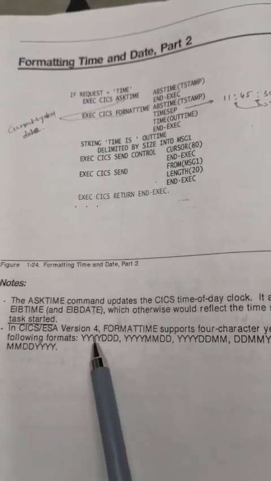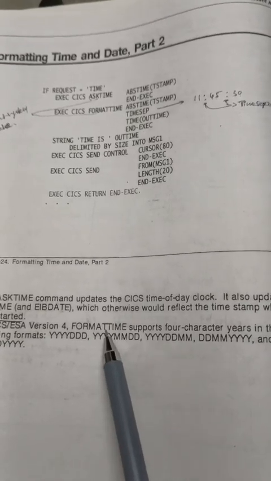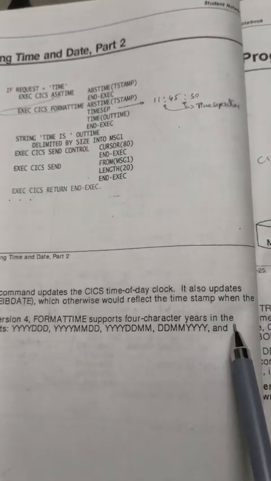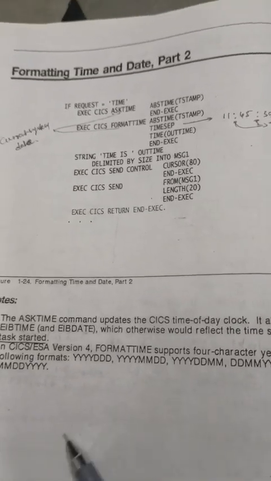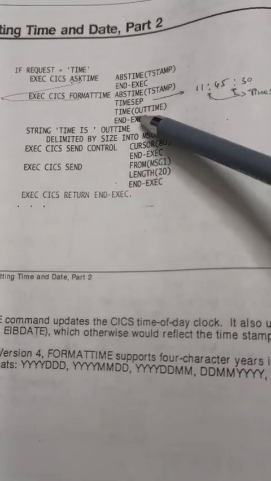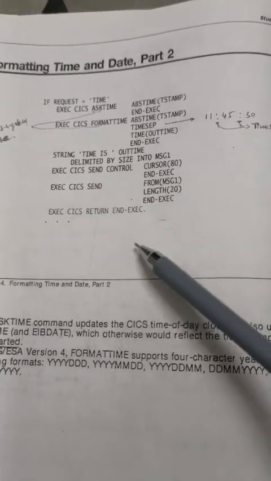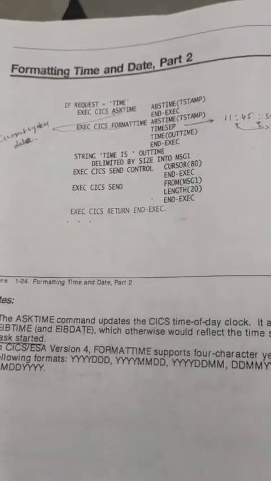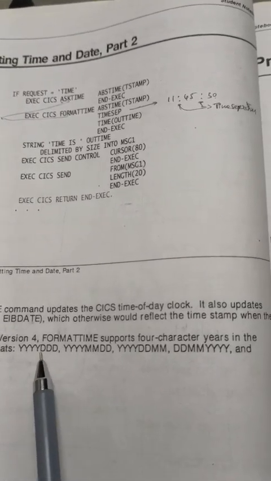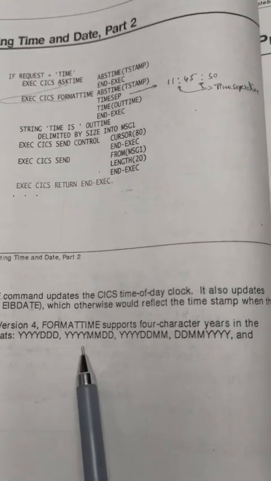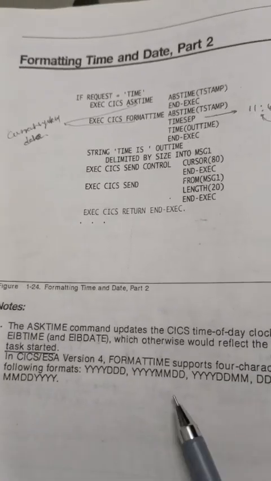And these are some of the formats. It will support the system format time and support 4 character years. We can do this here with FORMATTIME. If I want a particular one, there are different ways of formatting the time, then we can mention it here in the format. These are system formats; it will support 4 character years and DDYYYY Julian, and these are some system supported formats.